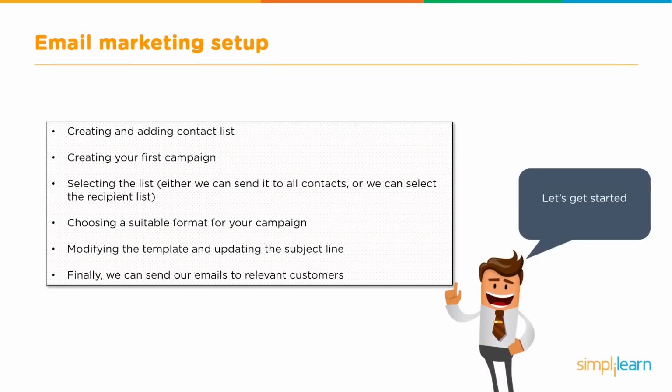So again, we look at this checklist, creating our list. Who do we want to send the email to? So we added our contacts to the list. We set up the campaign. We selected the list. We chose the format. We modified it with a good subject line, with some good messaging, and then we're going to schedule that email campaign. So that's the checklist to go off of, okay?